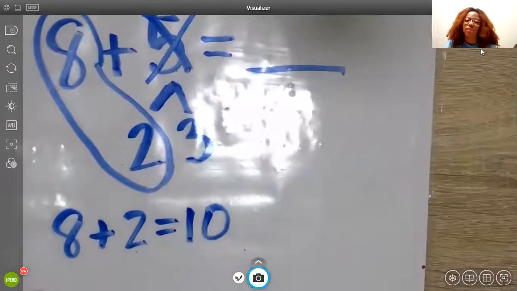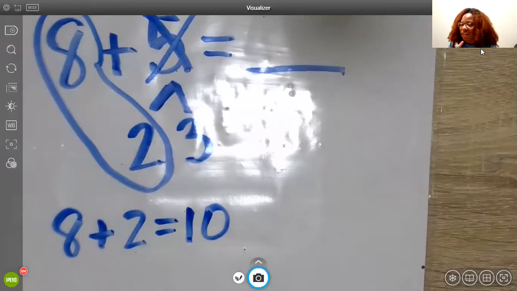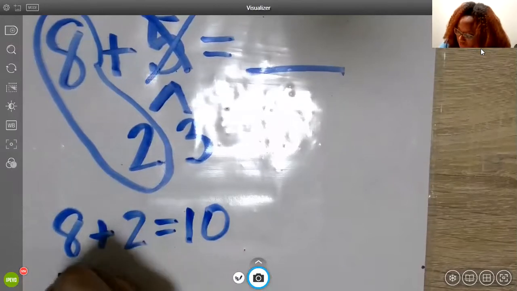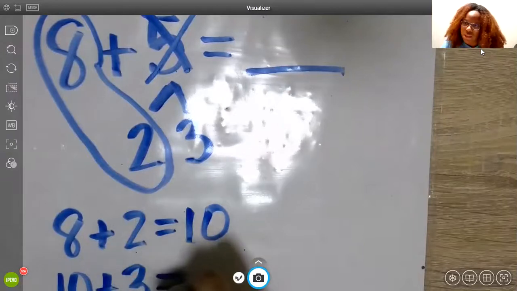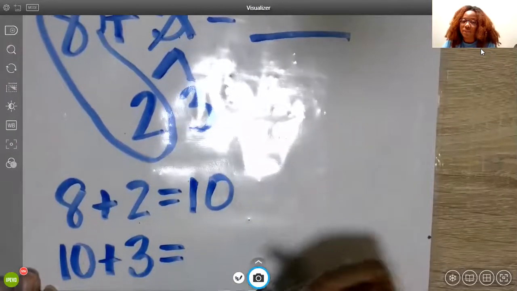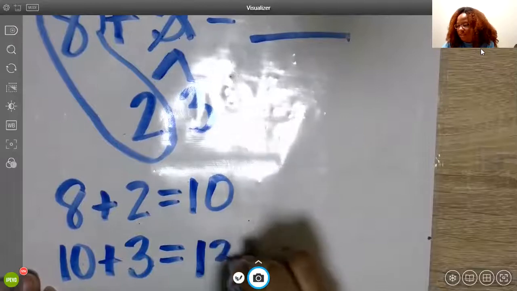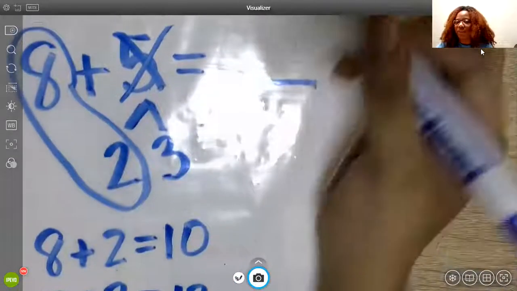So what will be my next number sentence? Thank you for reminding me to bring down my 10. And it'll be plus 3 equals 13. So that means 8 plus 5 also equals, correct, 13.